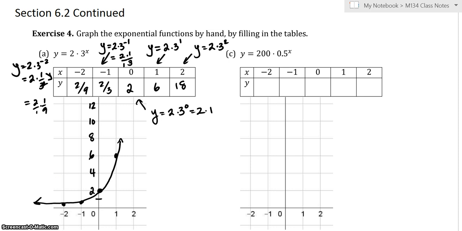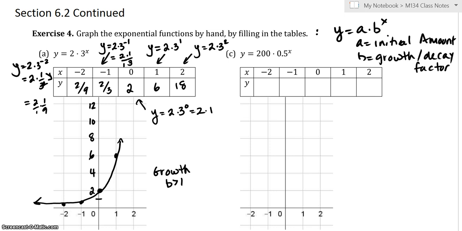That is what an exponential growth looks like. This is a growth, by the way. It's a growth because the B is bigger than 1. If you remember from the last section, A times B to the x, where A is the initial amount and B is the growth or decay factor.